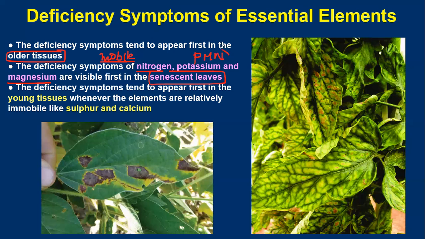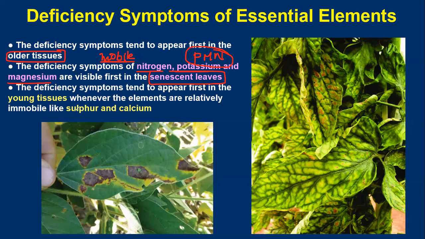You can write anything you have to study. Potassium, magnesium and nitrogen are all mobile elements, so they can move. Their deficiency symptoms are first visible in the senescent leaf. What is a senescent leaf? Older leaves, right?